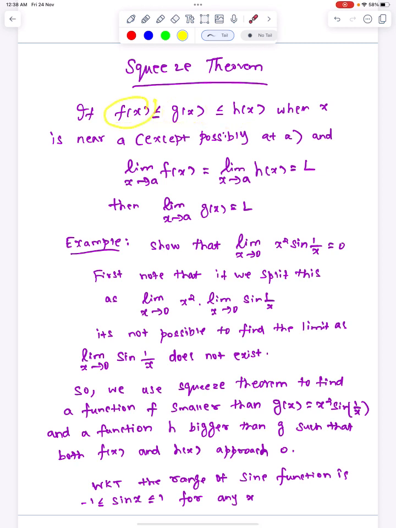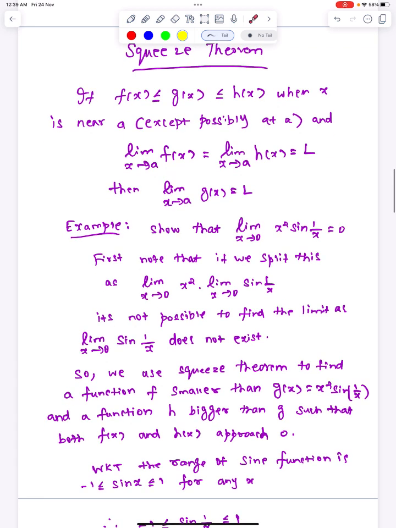Whenever these two fellows take the same limit, obviously the middle fellow will also take the same limit L. So we'll see a very classical example for the squeeze theorem. Show that the limit as x tends to 0 of x square into sine 1 over x equals 0.